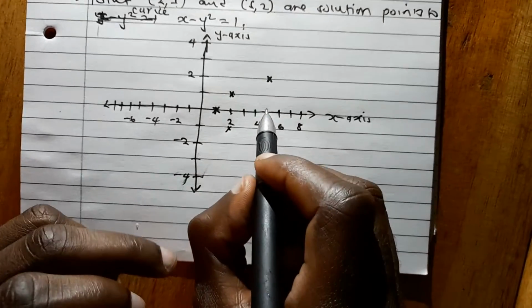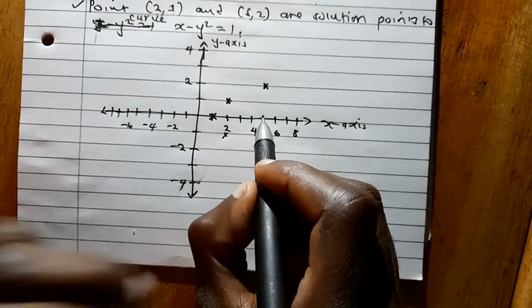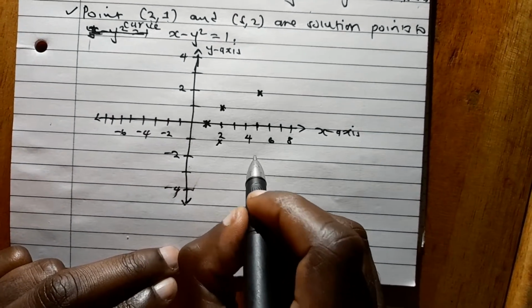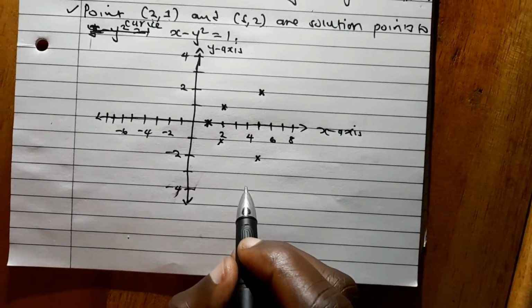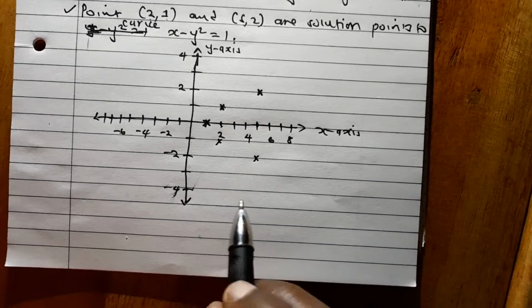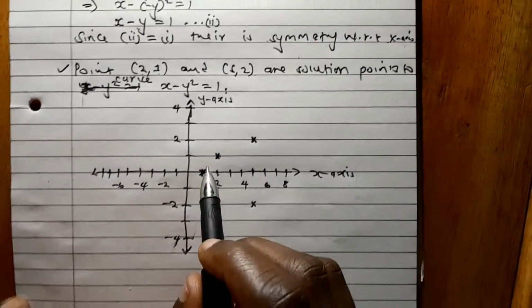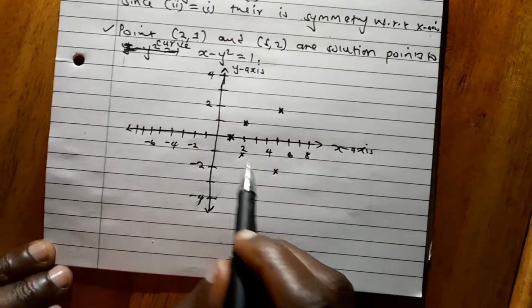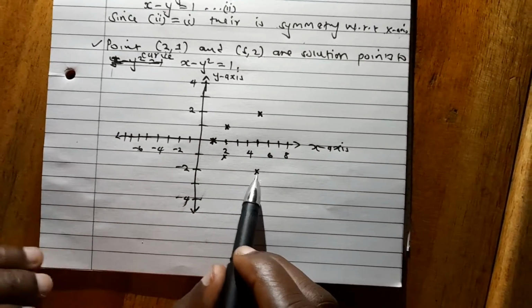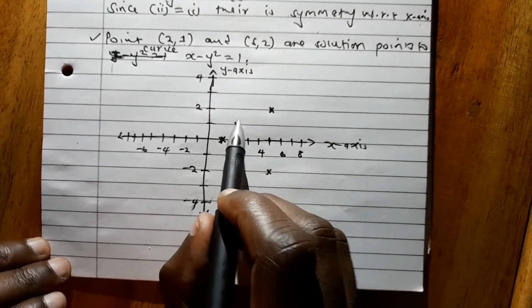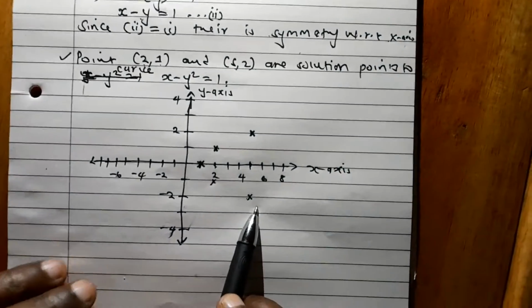And since I have a point 5, 2, then I'll be having another point 5, negative 2 here as also a point on that particular graph. That is why we were saying we only need half of the points to sketch the graph. We didn't need to know these solution points. We only needed this and the symmetric property in order to generate the rest of the points.